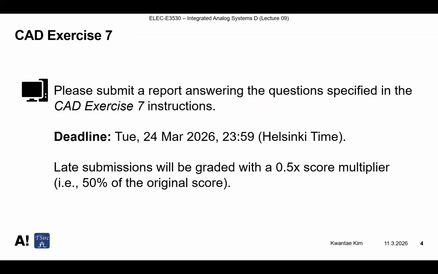And CAD exercise 7 is out, so please submit a report answering the questions specified in CAD exercise 7. This exercise is about the bootstrapped sampling switch. The deadline is, as usual, 2 weeks later.